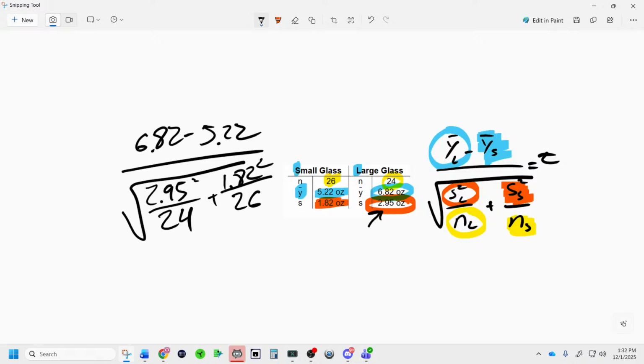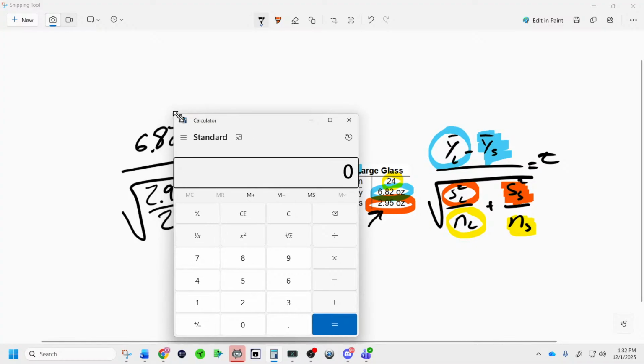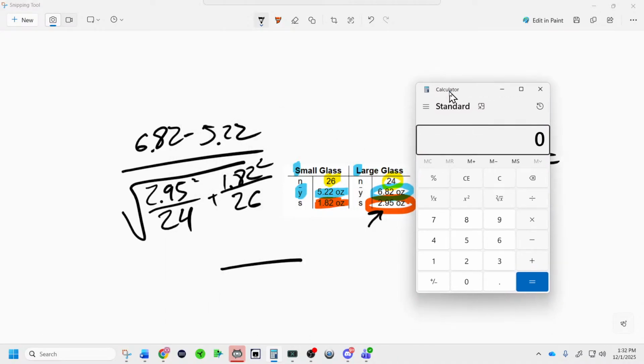And then we just solve. I always solve out the bottom of the equation first. So we're just going to solve out the bottom first, which is the tougher part of this. The top is just a difference. 2.95 squared divided by 24. So that's that. 1.82 squared divided by 26.